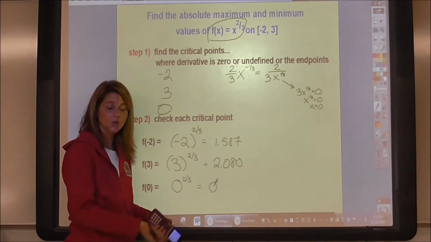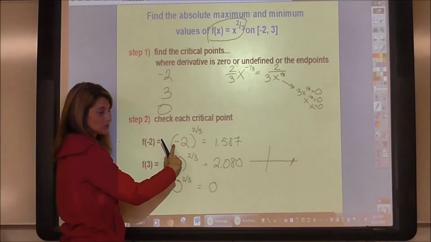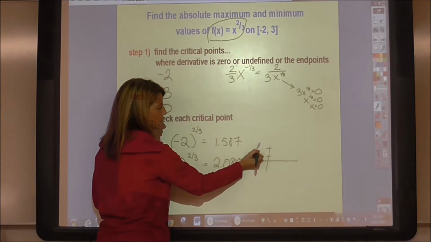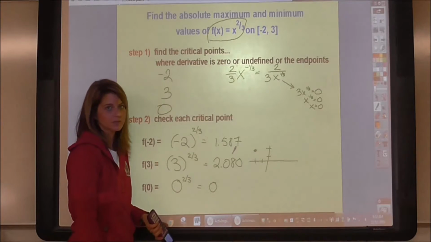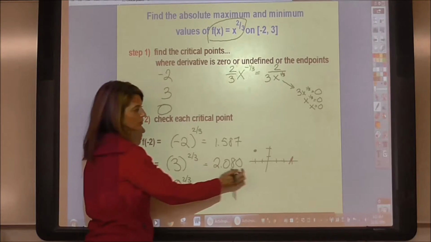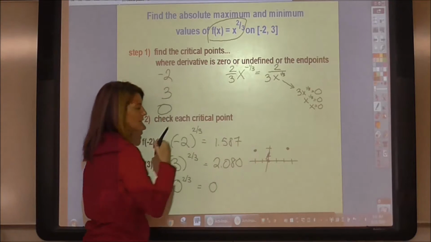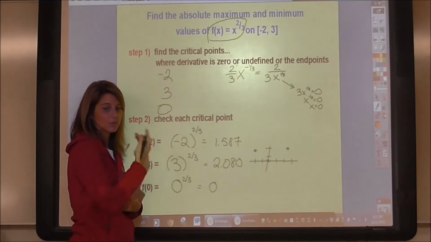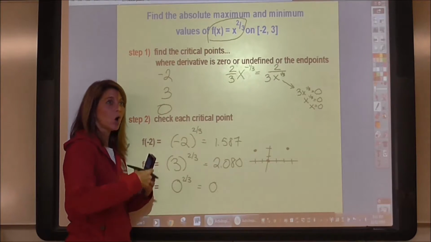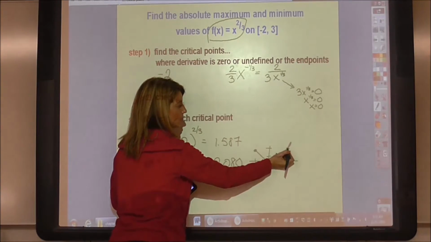So what this is telling you is these are your y values. These tell you how high up and how low down your function is. At -2, it went up about 1.5. I'm guessing here, right? At 3, it went up just a hair more than 2. And at 0, we had a y value of 0. Now, I don't know for sure that this is exactly what my graph looks like. I don't think it looks like a V. But of all of the points on this graph, in this interval, my maximum and minimum come from here.